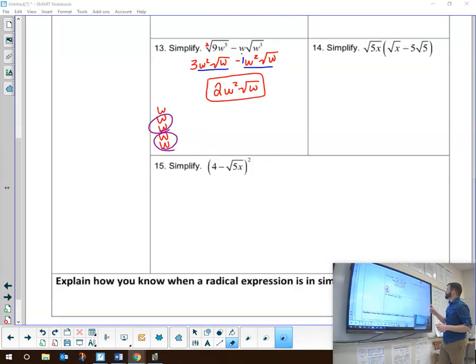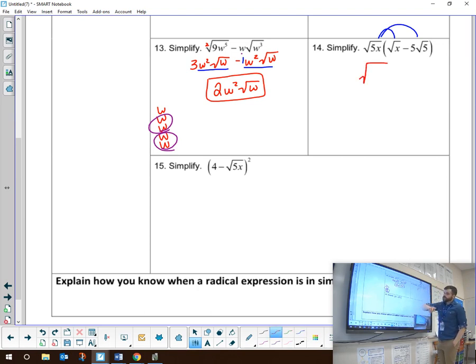For our last two here, all we're doing is multiplying. Now this is something you've seen before. We did this last semester. All we have to do here is distribute. So like for this one, we're going to distribute this square root. So we're going to go the square root of 5x times the square root of x is going to be the square root of, we can multiply what's inside.